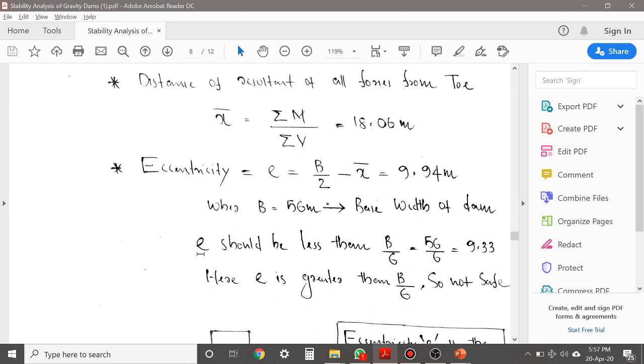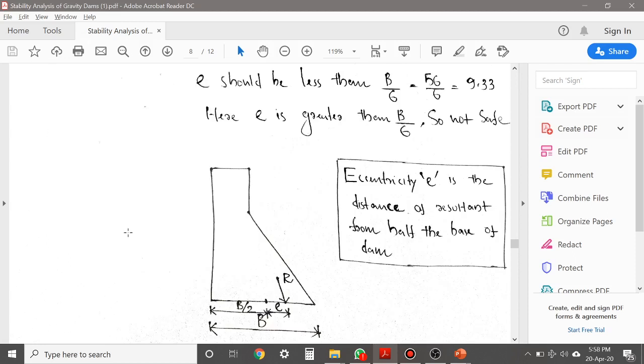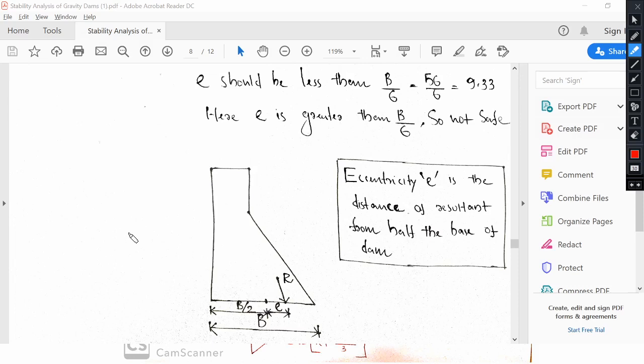The value of E should be less than B by 6. If you calculate B by 6, it will be 9.33. So for all gravity dams, the value of eccentricity should be less than B by 6. But here E is greater than B by 6, so it is not safe. Again, I am adding some more points regarding the eccentricity and the relevance of this B by 6.